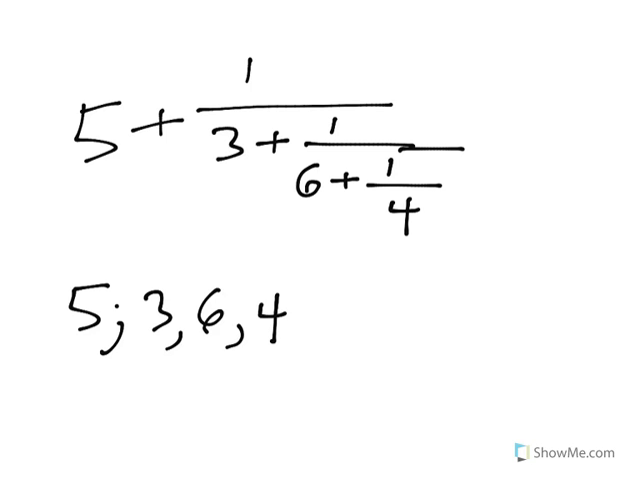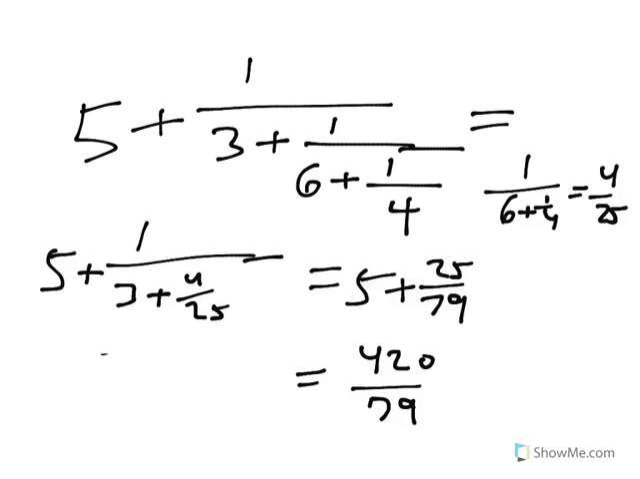Let's try that for this question now. Can you turn this finite simple continued fraction into an improper fraction? Go ahead and do that now. And the answer becomes 420 over 79.